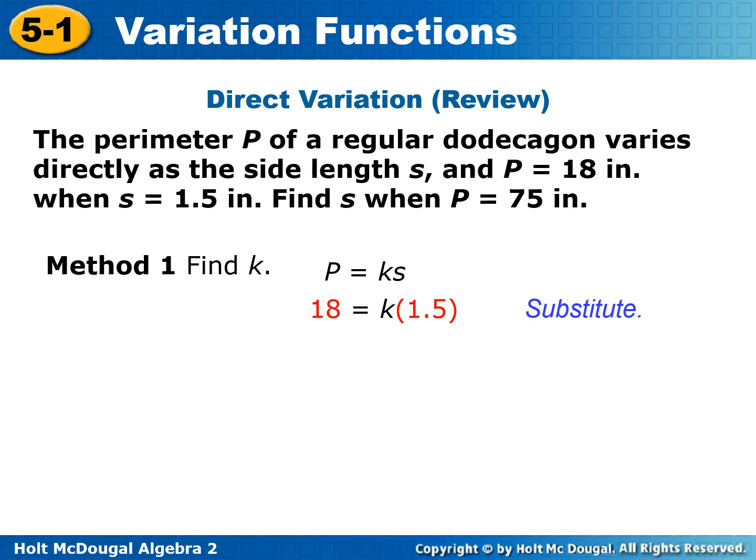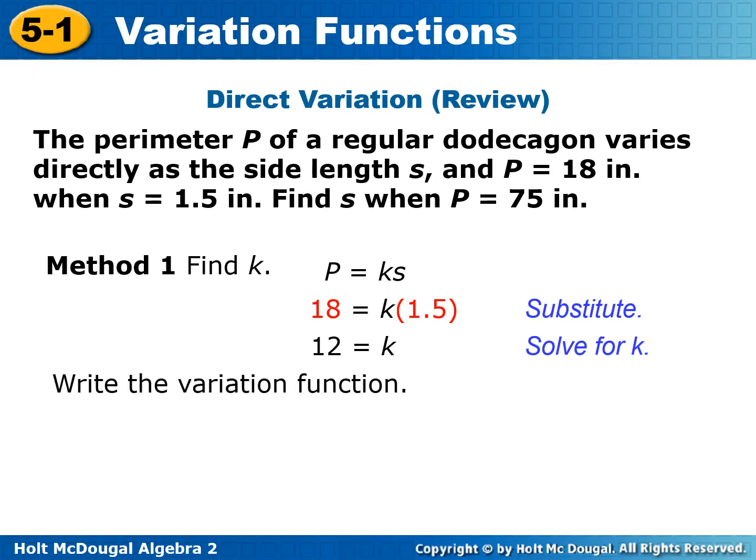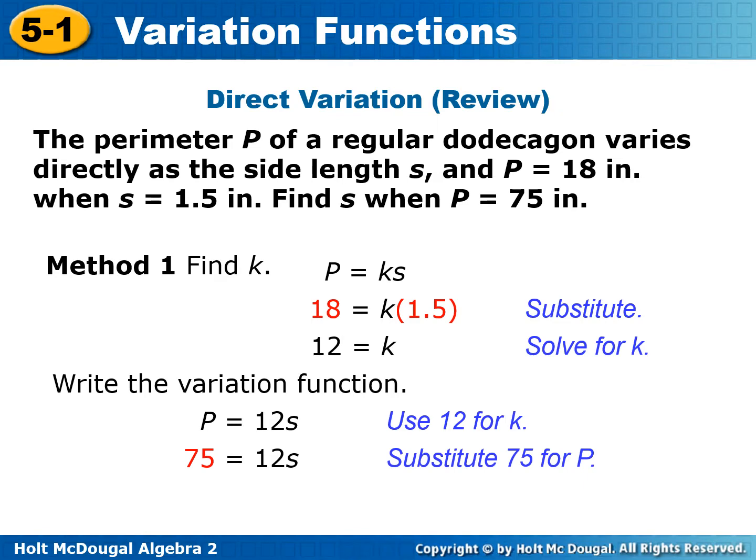Solving for K, we are going to divide both sides by 1.5. In doing this, K equals 12. Since we already have our K, we are going to write the variation function. So we are going to have P equals 12S when we substitute K as 12. From the original equation, P equals KS, we are going to substitute P, which is equal to 75, then divide both sides by 12. S equals 6.25. That is method number 1.